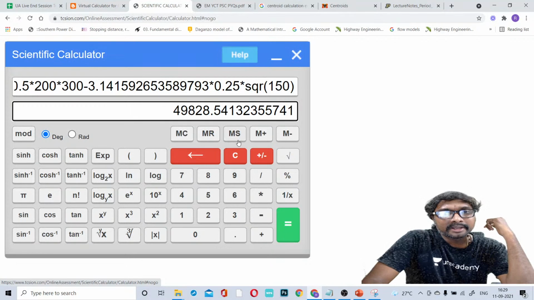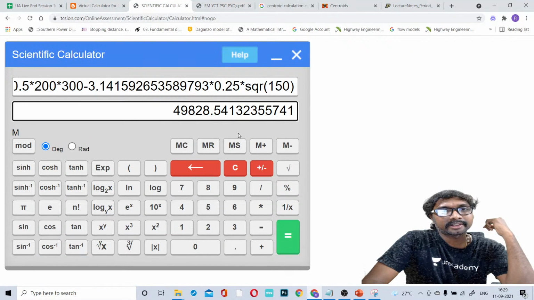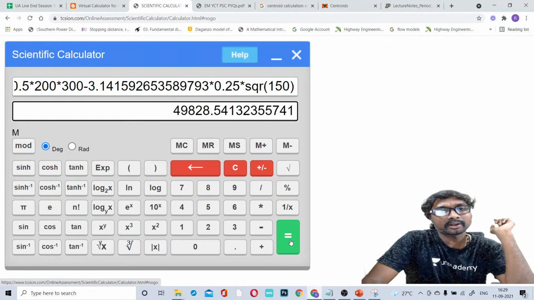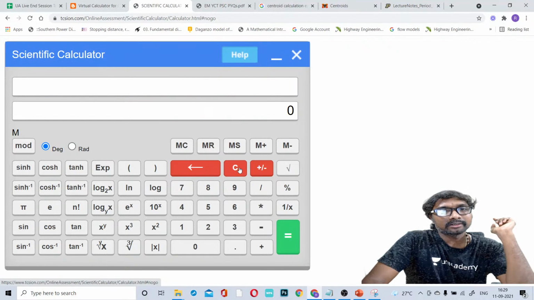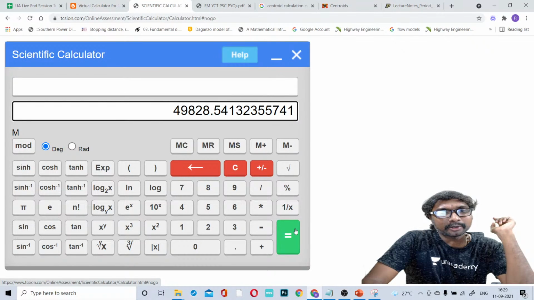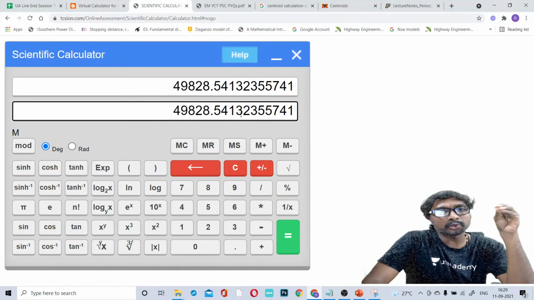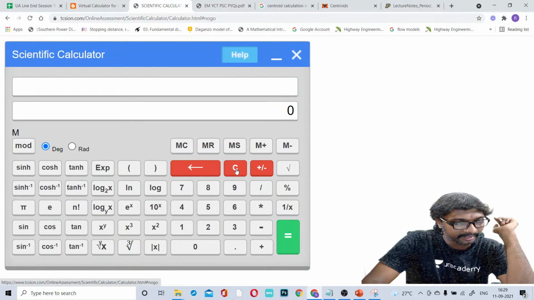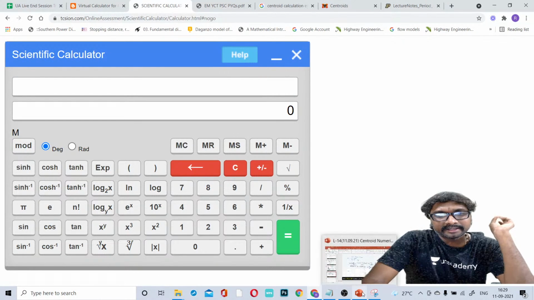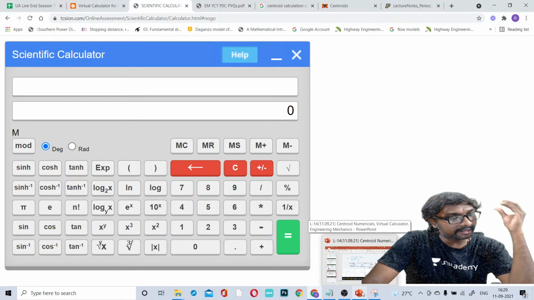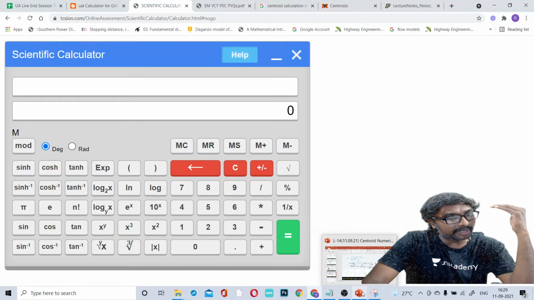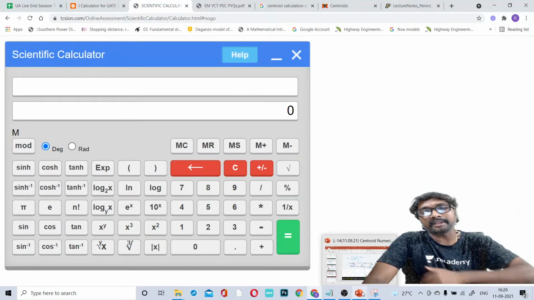What do you need to do? MS. We are storing this denominator value, 49828.54. Clear all. If you are doing memory recall, you get 49828.54, the denominator value. Now we'll calculate the numerator value, and then divide the numerator value by the memory recall.